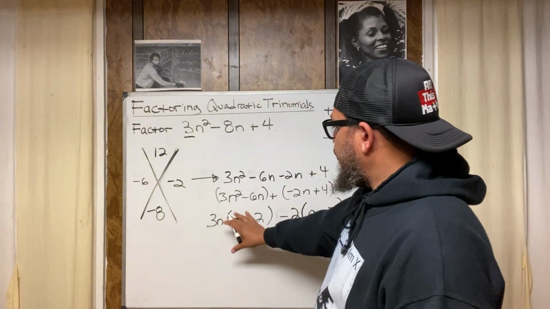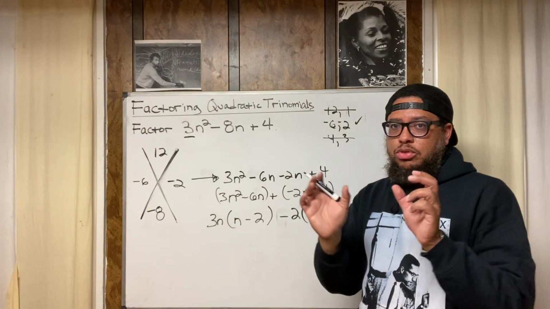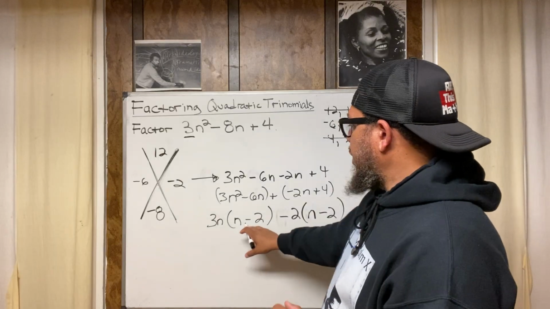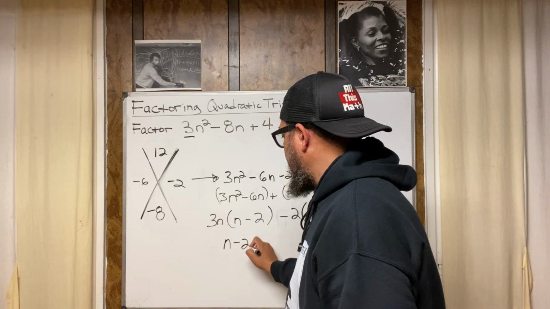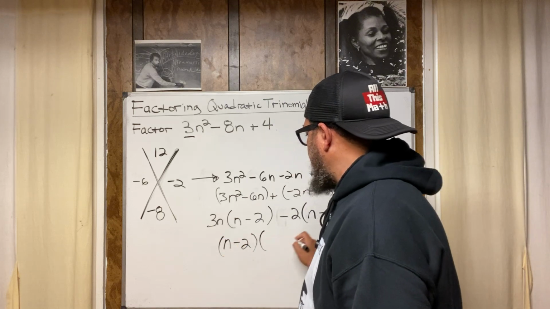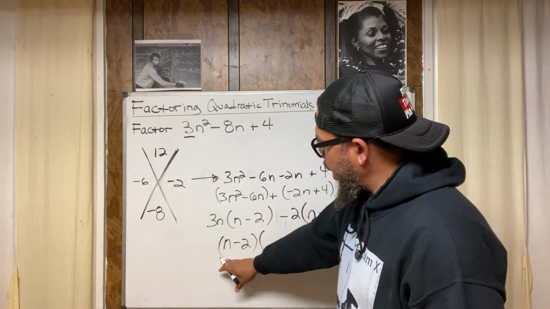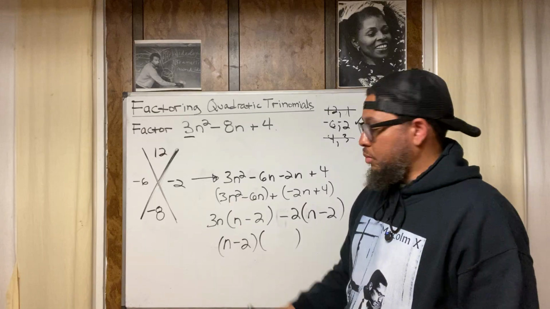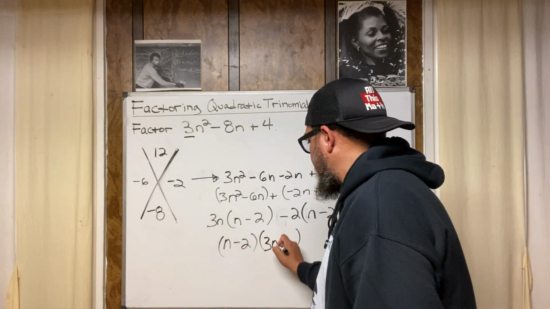Now, how do we finish this problem? This is not finished yet, because when we finish, we should end up with two binomials written adjacent to each other. So what we do is n minus 2 is the greatest common factor. I'm going to write n minus 2 one time, put it in parentheses, and then I'm going to have another binomial. Now, I take this expression and divide it by the GCF n minus 2. When I divide it, the n minus 2's cancel out, leaving me with just 3n. So I take the 3n and write it inside the parentheses right here.